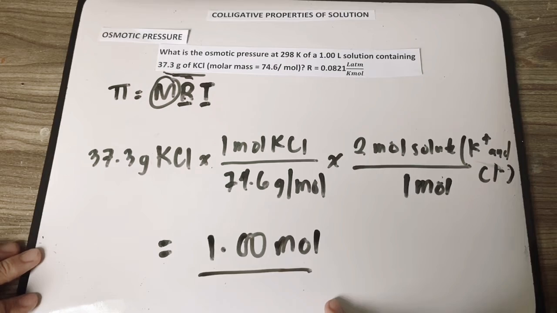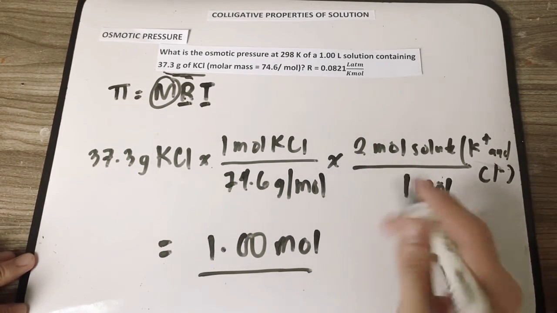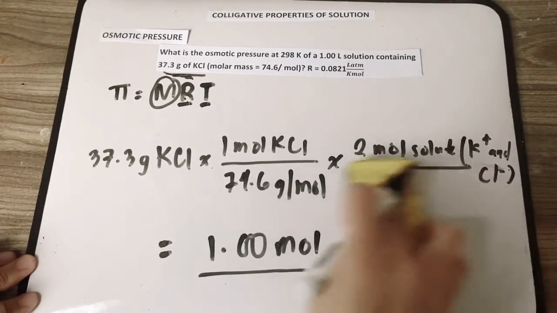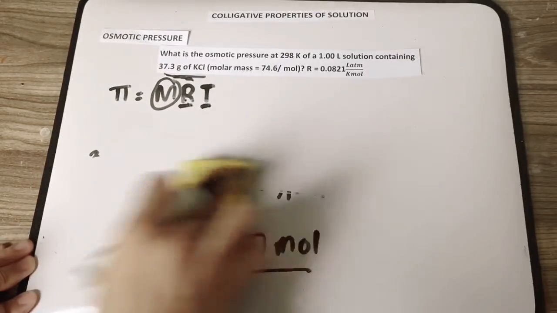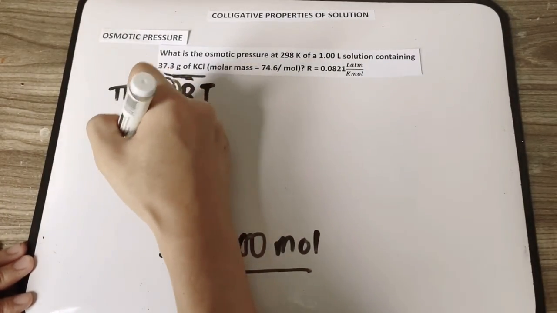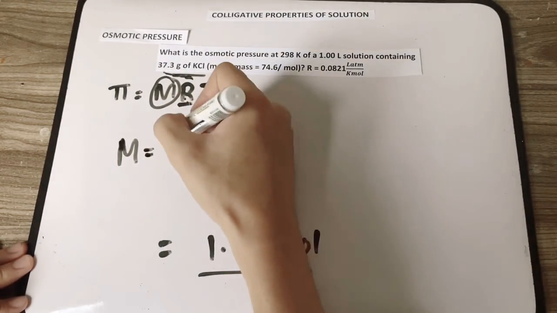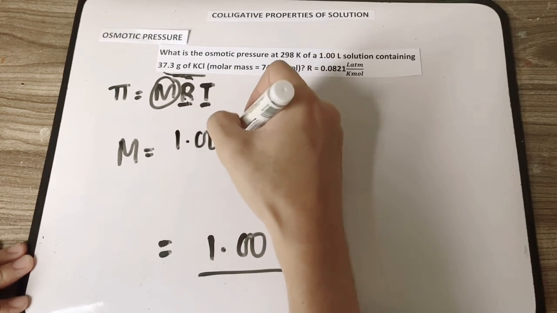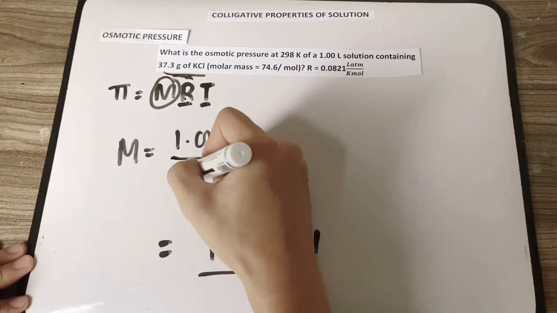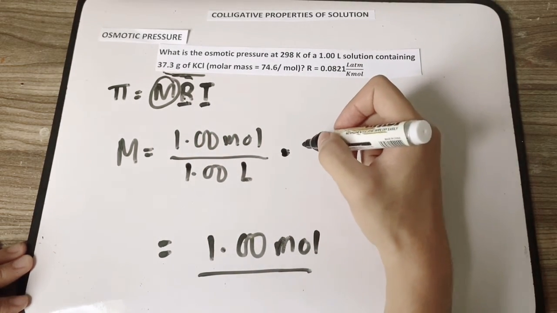Now that we have the moles, which is our solute, and the solution is already given, we're just going to substitute our givens into our equation for molarity. So our molarity is equal to the solute, which is 1 mole, divided by 1 liter, which is our solution, and that will give us 1 molarity.